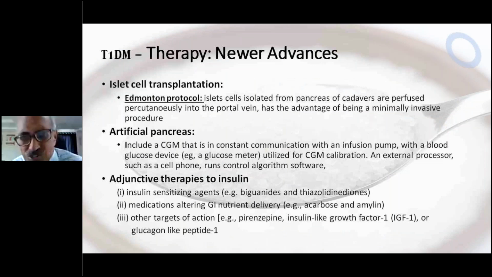Now, newer advances, even more than that, is islet cell transplantation, which is not yet practical and is in the experimental stages. The Edmonton protocol is one of them. Islet cells isolated from the pancreas of cadavers are perfused percutaneously into the portal vein, and they get established in the recipient's pancreas. This is the Edmonton protocol and the therapy. So it is nothing but cadaveric islet cells transplanted, so rejection chances are there. Actually, they have their problems.